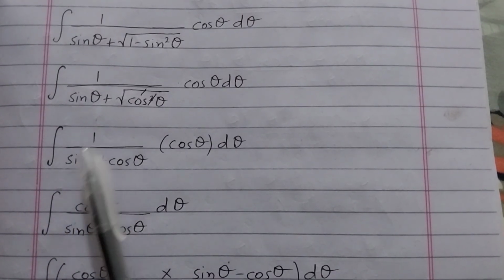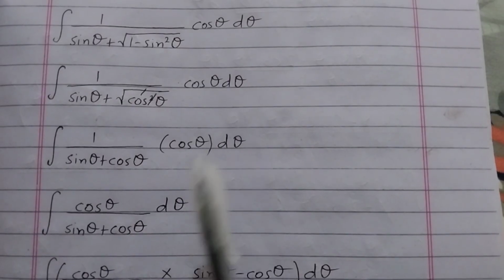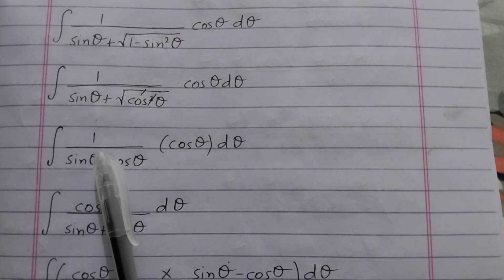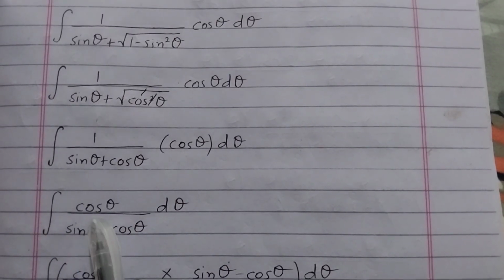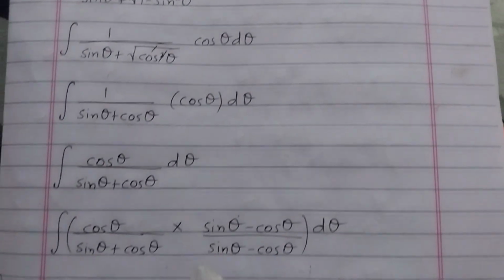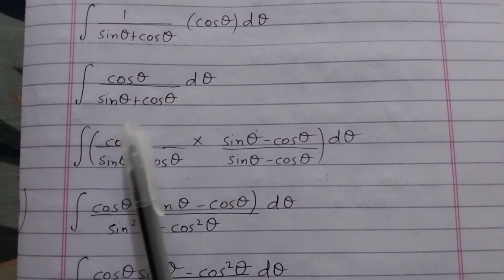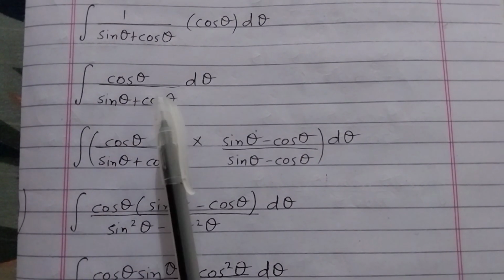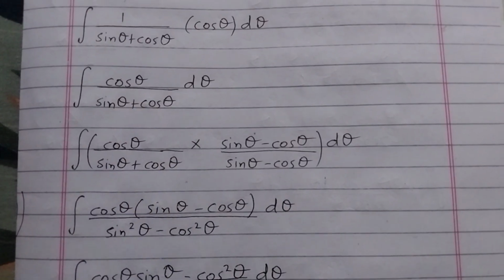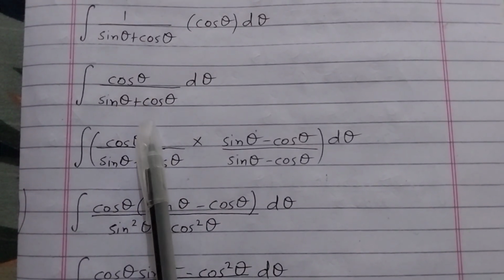So this becomes 1 over sine theta plus cos theta, times cos theta d theta. This cos theta can be multiplied with this one. So we get cos theta over sine theta plus cos theta, and we are integrating this with respect to theta. So now we have a fraction, and we need to integrate it.